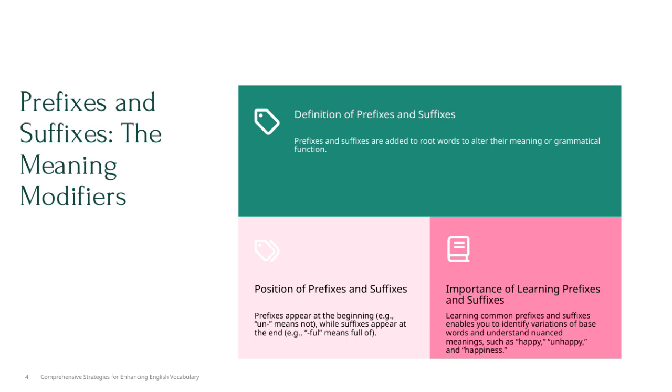Understanding these modifiers is really important because it helps us recognize different forms of words and grasp subtle differences in meaning. Knowing prefixes and suffixes lets you see how words like happy, unhappy, and happiness are connected, making it easier to expand your vocabulary and comprehend language more deeply.